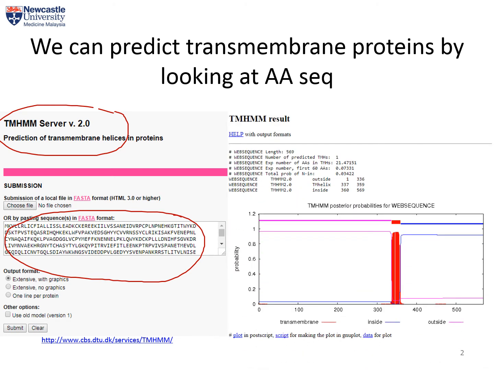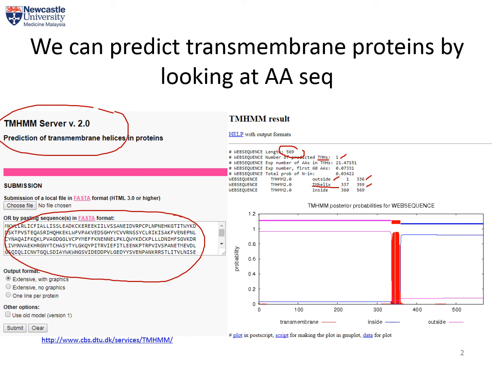So here is the outcome. We can see that the number of predicted transmembrane helices turns out to be 1. And so for this protein, it has 569 amino acid residues. But for residue number 1 to 336, they are predicted to be lying outside of the cell membrane, while the transmembrane section will be in the middle.